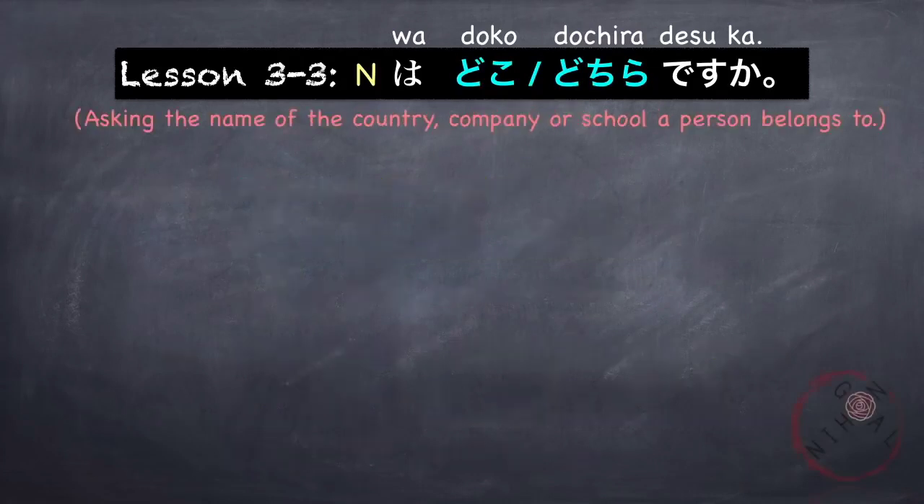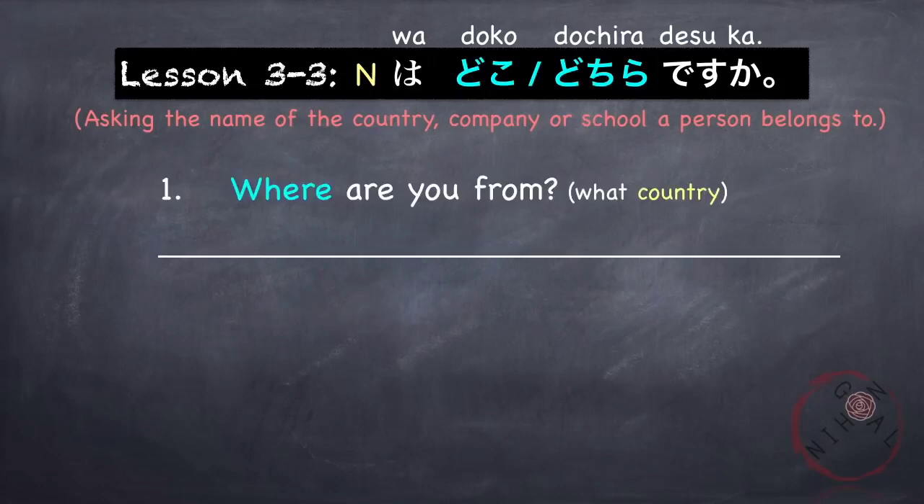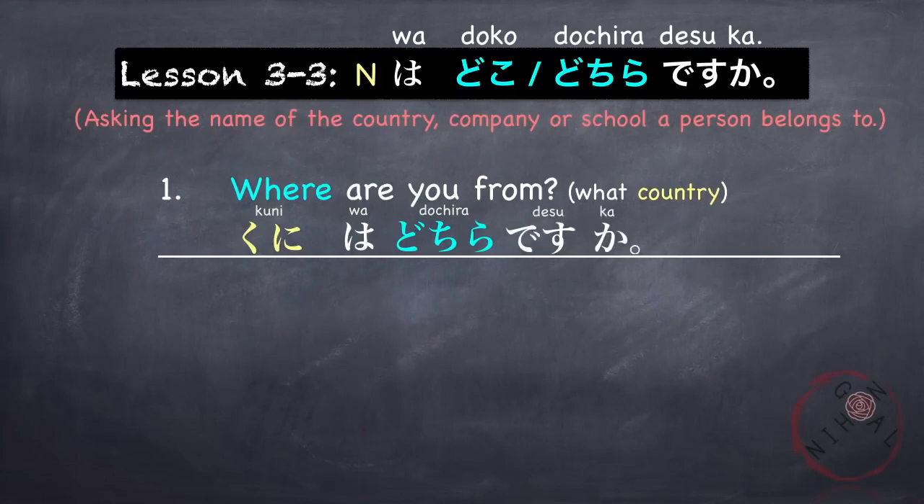So this pattern, N1 wa doko desu ka, can also be used to ask the name of the country, company, or school a person belongs to. For example, the question, where are you from? Or what country are you from? Country is kuni. So, kuni wa dochira desu ka? So I use the polite way of where, which is dochira. Kuni wa dochira desu ka?